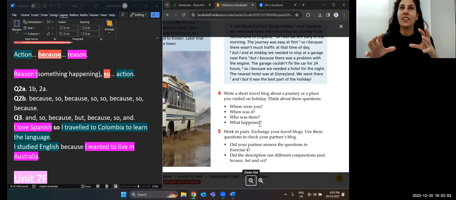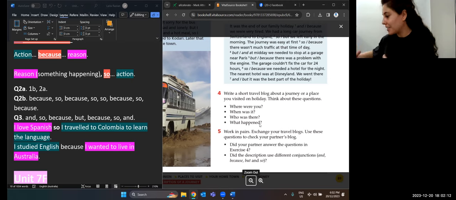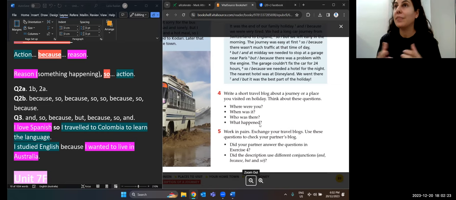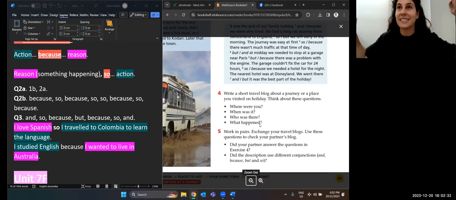So try and pick not many things. We went here, we went there. Try and pick one moment that you can talk about. Maybe it was a bad moment, like, oh my God, I lost my bag at the airport and I didn't have my clothes on me because my bag was with the clothes and I was so upset. So try and pick one moment. Or maybe when I arrived there, we couldn't find our hotel and we were going from one place to another place and it was bad, we felt very upset.